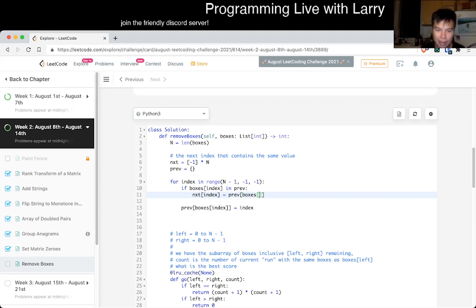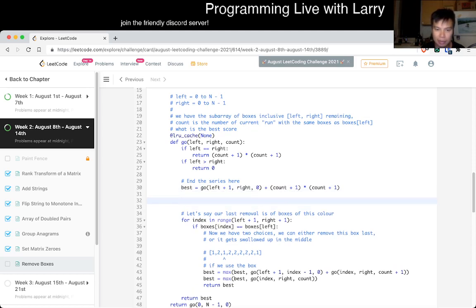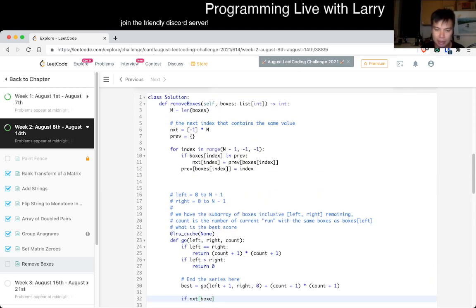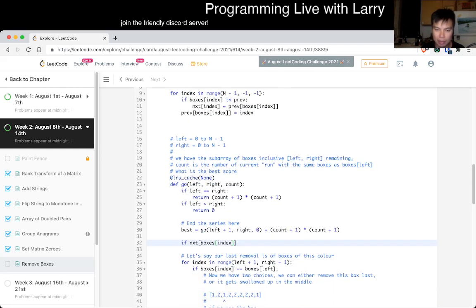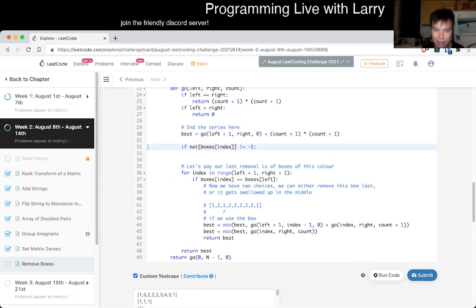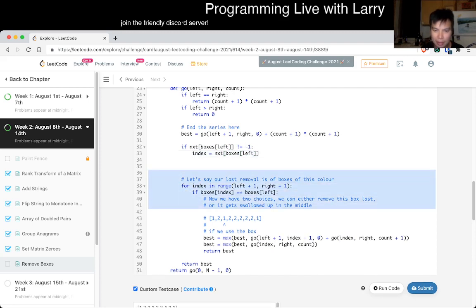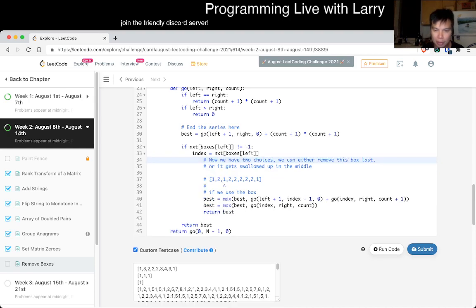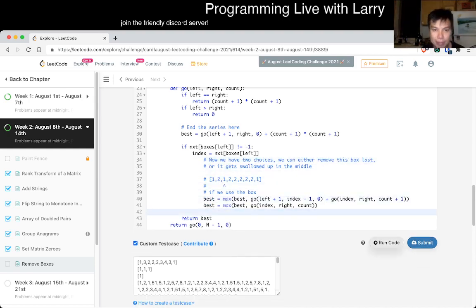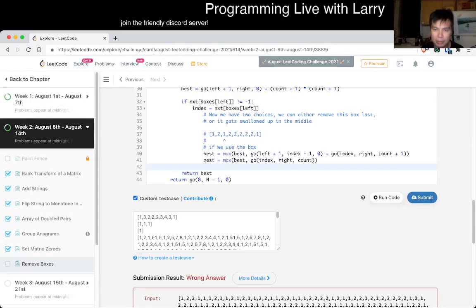Okay. And then now, so instead of this loop, we can skip straight ahead to if next of boxes of index is not -1, then we basically do this is left. Otherwise, index is equal to the next of boxes of left, and then now we have this thing. And then we don't have to return best here, but yeah. Okay, let's take a look. Oh, whoops! This is not an if statement.